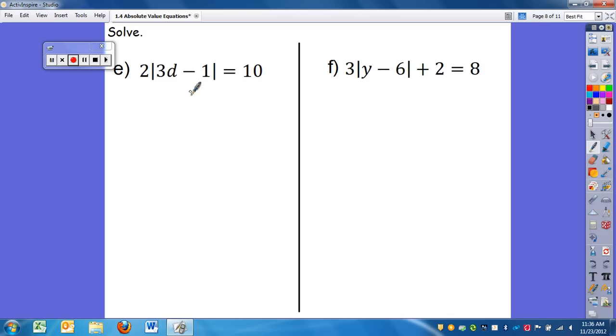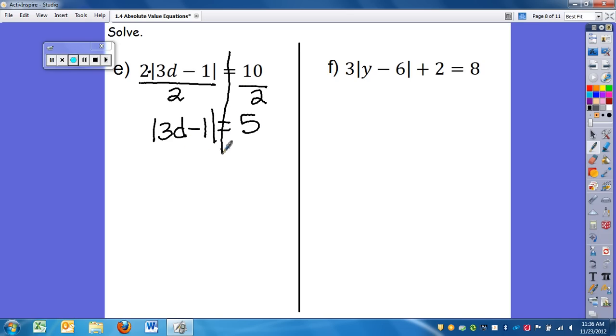On these next slides, notice on E and on F, we do not have the absolute value sign by itself. It is not isolated. So we need to move anything on the outside. So we need to move 2. You have to ask yourself what operation is between 2 and the absolute value sign. Since they're next to each other, that indicates multiplication. The opposite of multiplication is division. So I need to divide both sides by 2. I'm left with the absolute value of 3d minus 1 equals 5.